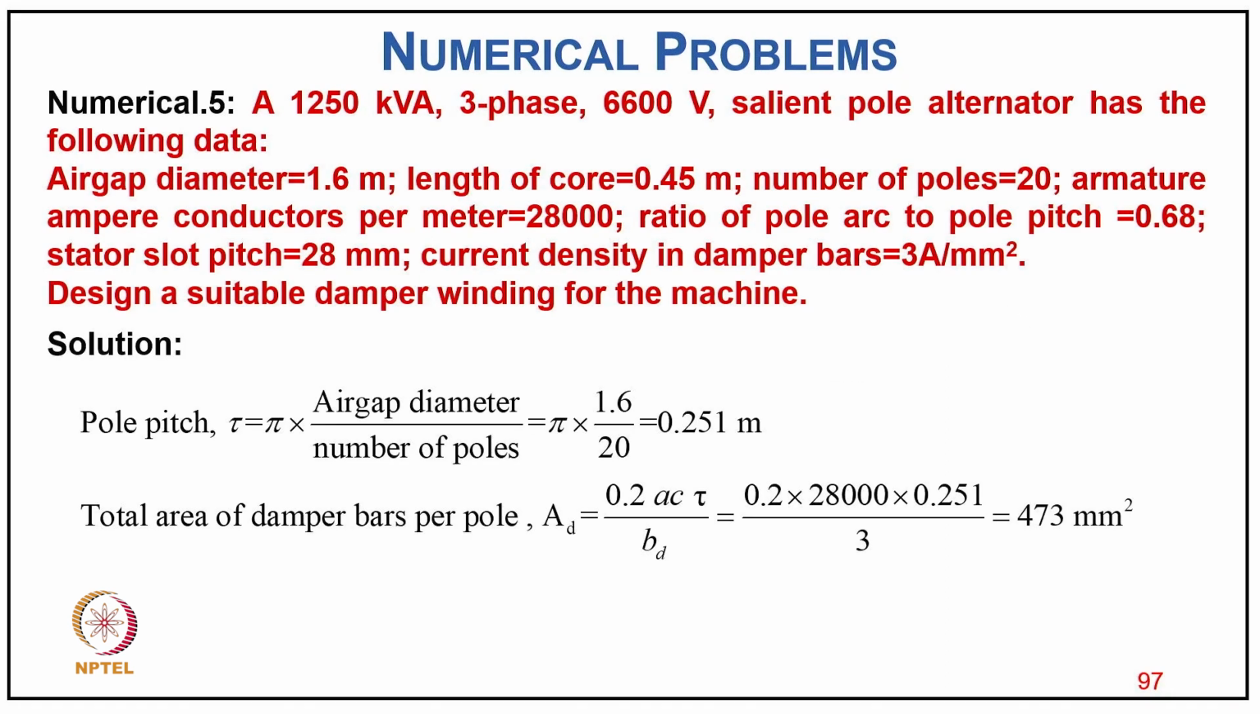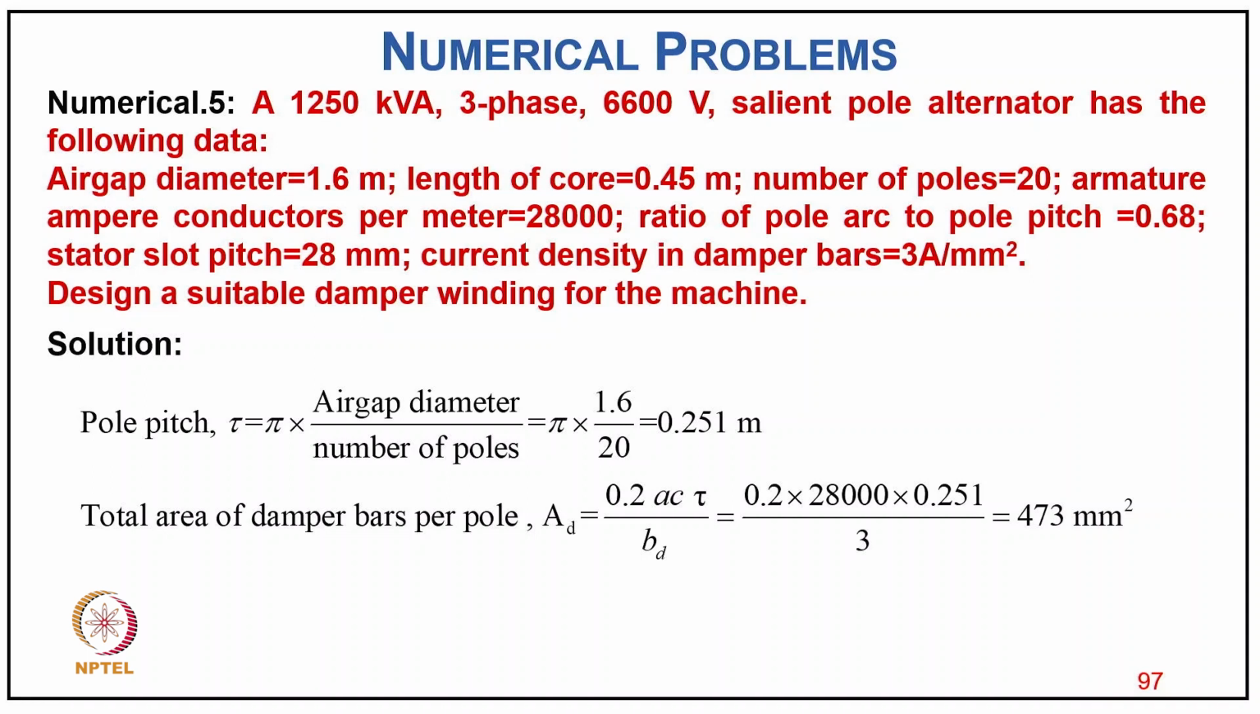Now coming to numerical problem 5. A 1250 kVA 3-phase 6600 volt salient pole alternator has the following data: air gap diameter equal to 1.6 meter, length of the core is 0.5 meter, number of poles 20, armature ampere conductors 28,000, ratio of pole arc to pole pitch 0.68, and stator slot pitch 28 mm, and density in damper bars 3 ampere per millimeter square. Design a suitable damper winding for the machine.